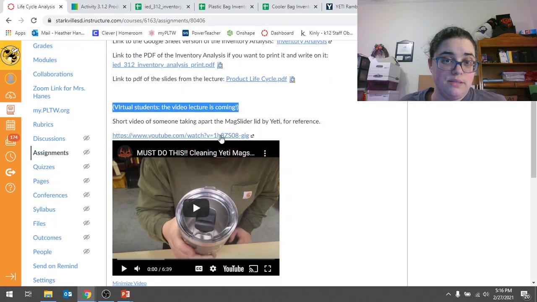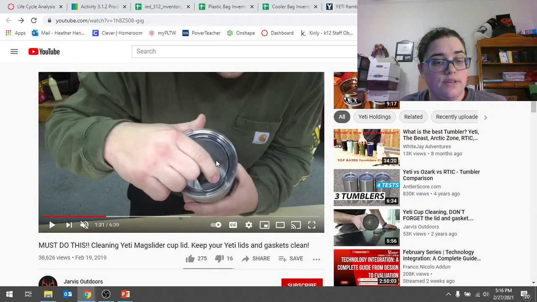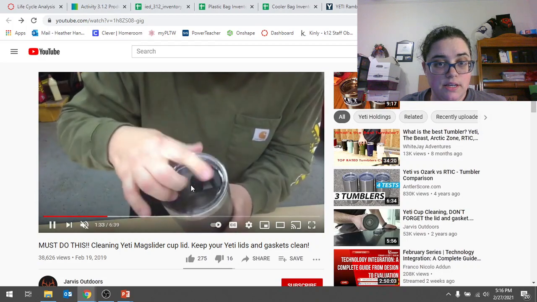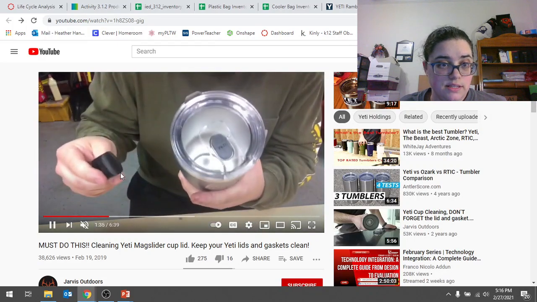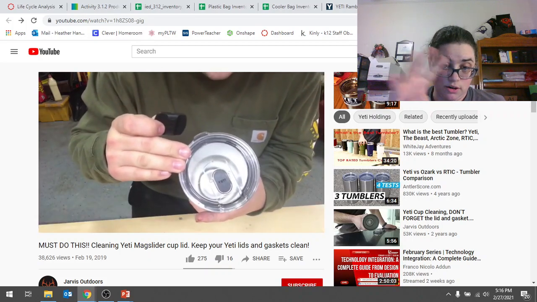And I have this video of someone taking apart a mag slider lid that I've linked, and that way you guys can see the parts to it if you have to. It shows how this slidey thing comes off. That slidey thing's got a magnet in it. There's a magnet in the lid. There is a hard plastic lid.